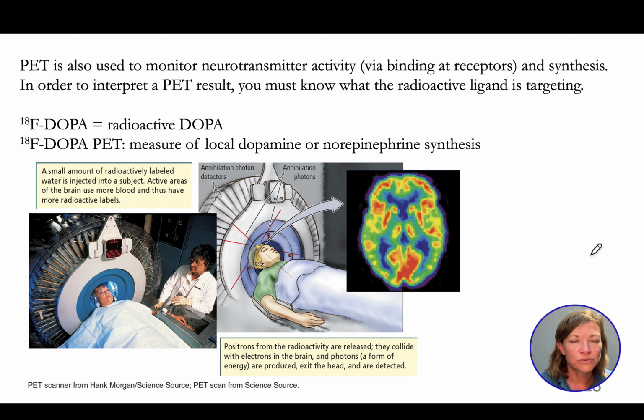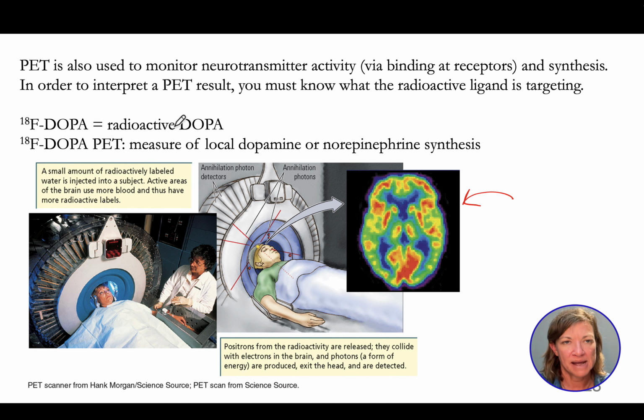PET can also be used, for example, to monitor neurotransmitter activity and neurotransmitter production. And so in order to look at a PET image and interpret any kind of result, you have to know what the ligand is targeting, right? So this is a map of radioactivity where hot colors typically represent high activity and cool colors typically represent low radioactivity or radioactive accumulation. You have to know what the ligand is targeting to interpret it whatsoever. And so F-DOPA, for example, is radioactive DOPA.